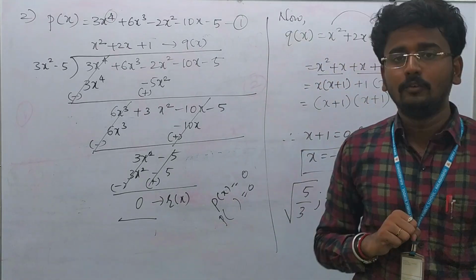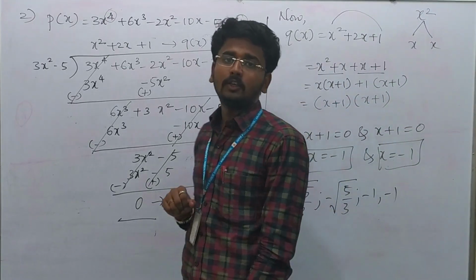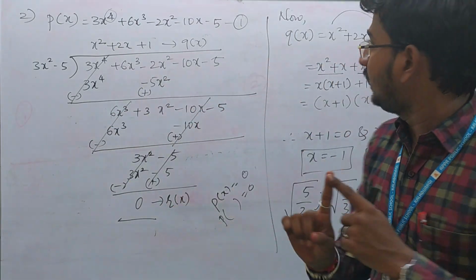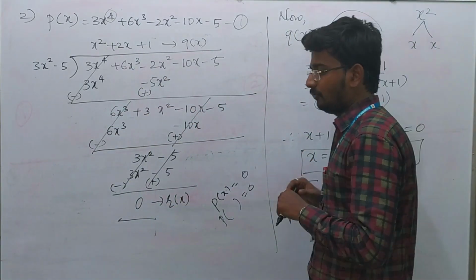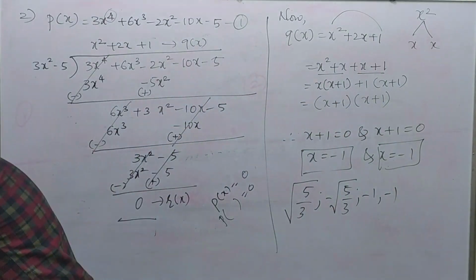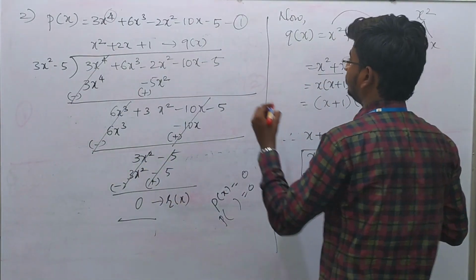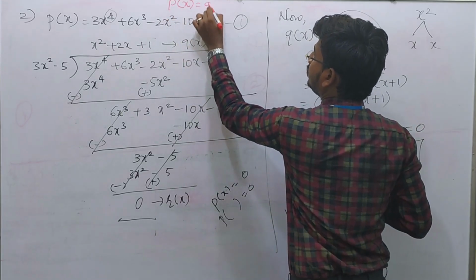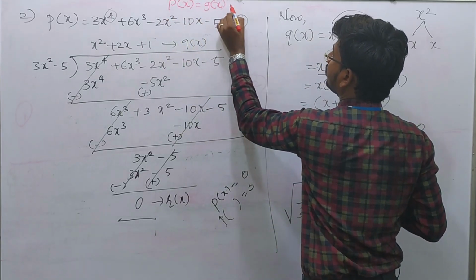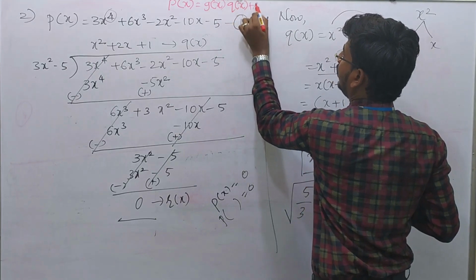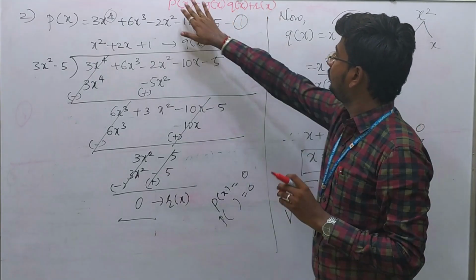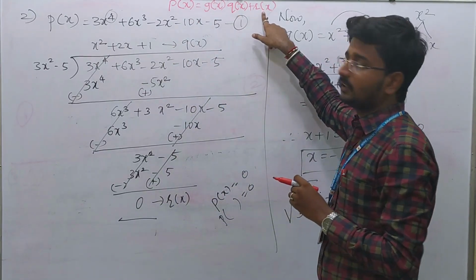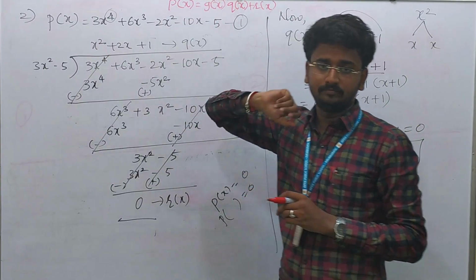So this is how we do the division algorithm method. Quickly, let me tell you once again. The statement is p of x is equal to g of x into q of x plus r of x. They will give p of x and g of x, apply the long division method, get the value of q of x and r of x, and then verify.